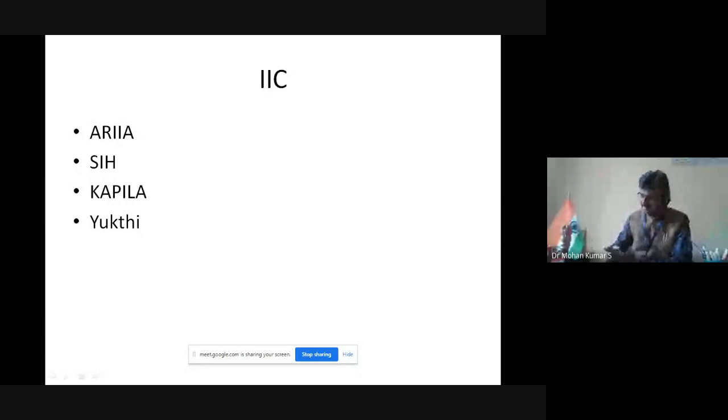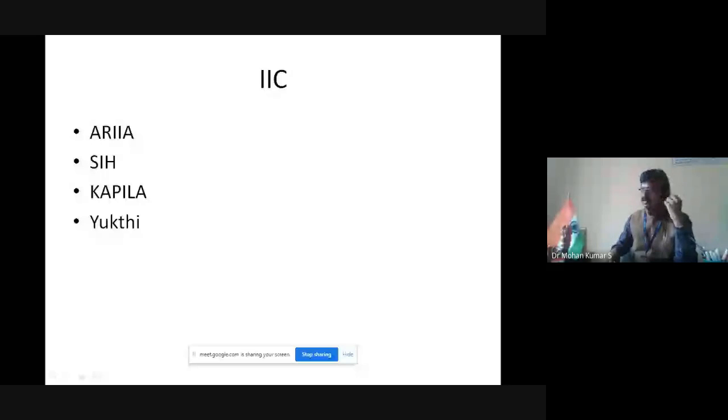Again, I'm repeating: programs and activities on IPR, innovation, third one is startup, and fourth one is entrepreneurship. So as an institute innovation cell contributor, or as an institute innovation cell of an institution, we need to focus on these activities: IPR activity, innovation activity, startup activity, and entrepreneurship activity.